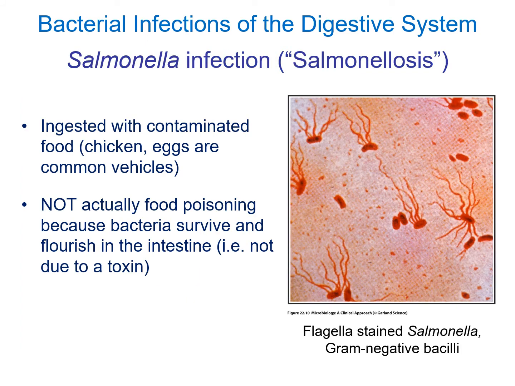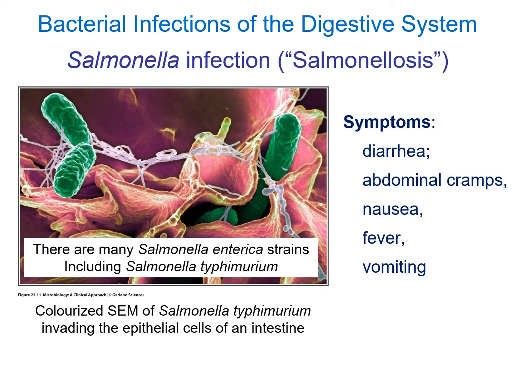So a salmonella infection is an actual infection. It's active bacteria that are damaging cells within your system. Salmonella will attack the epithelial cells that line the intestine, and they cause diarrhea and abdominal cramps and nausea and fever and vomiting. It tends to be fairly short-lived, but it can be quite intense.